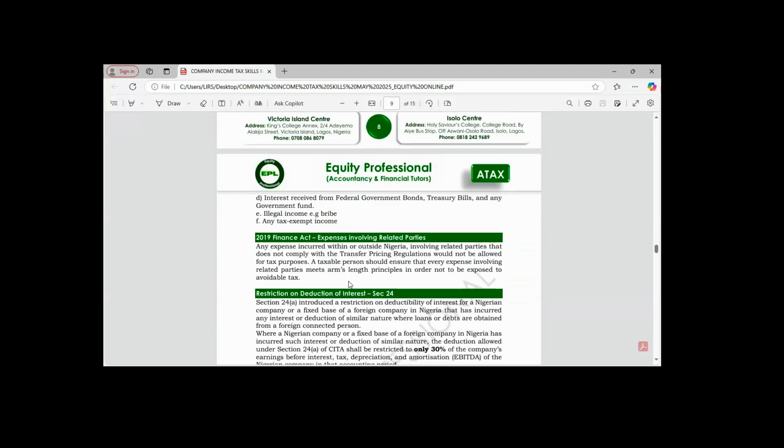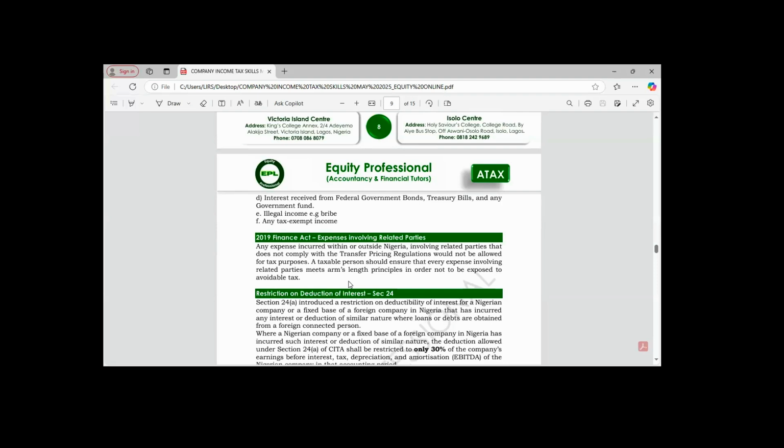Any expenses that involve related party, which does not follow the transfer pricing requirement or regulation, will be regarded as activities that do not meet the arm's length principle. In that scenario, the principle of transfer pricing will be adopted for those scenarios.